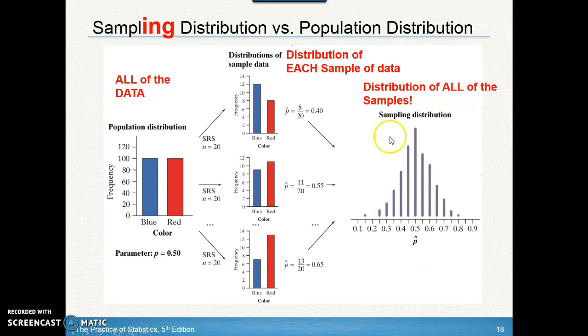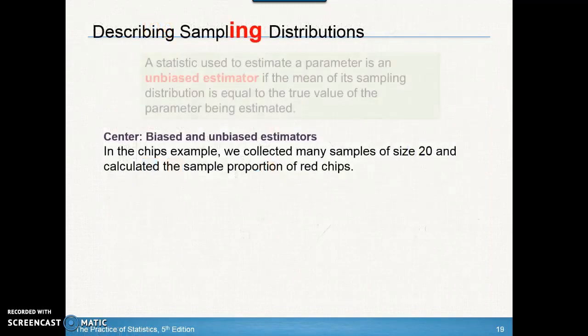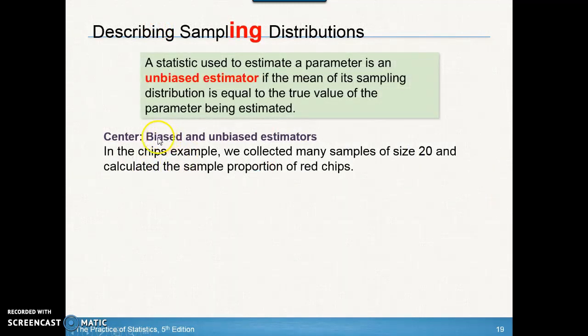That means that the mean of this sampling distribution is unbiased if the mean of all the proportions is the same as the population proportion, which is 0.5. And in this case, it is. Okay, so for the center, there can be biased and unbiased estimators. Our goal is to get an unbiased estimator when we do the samples.